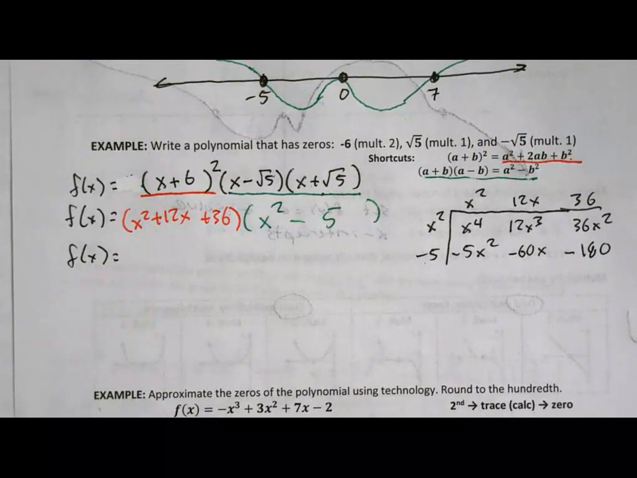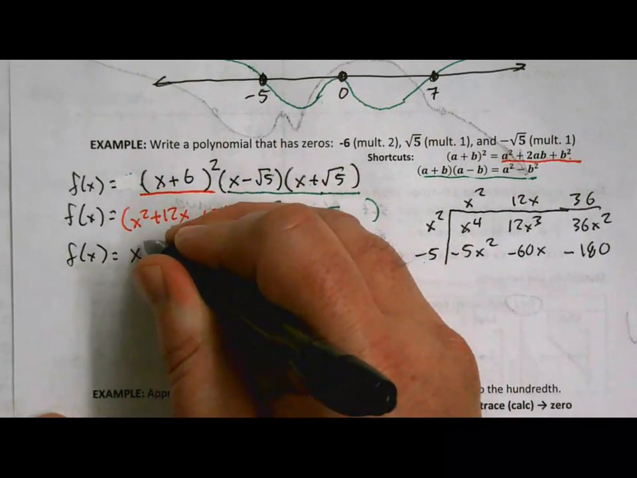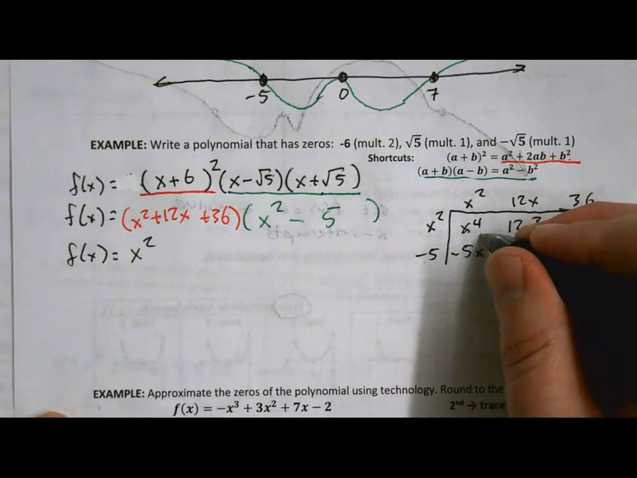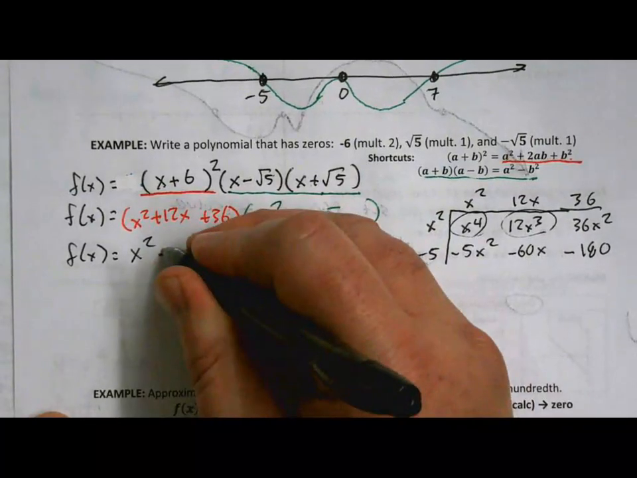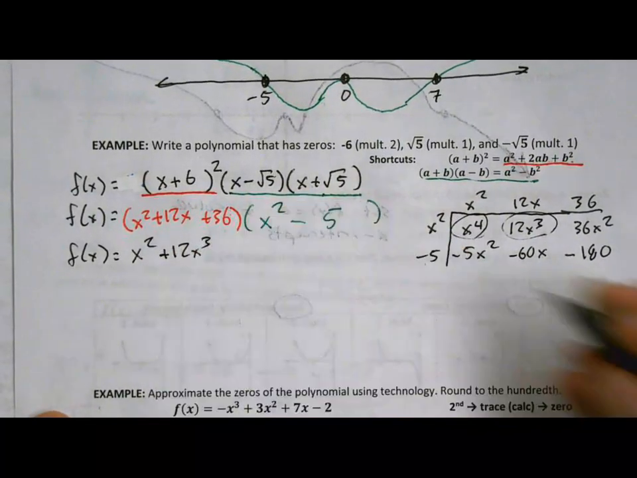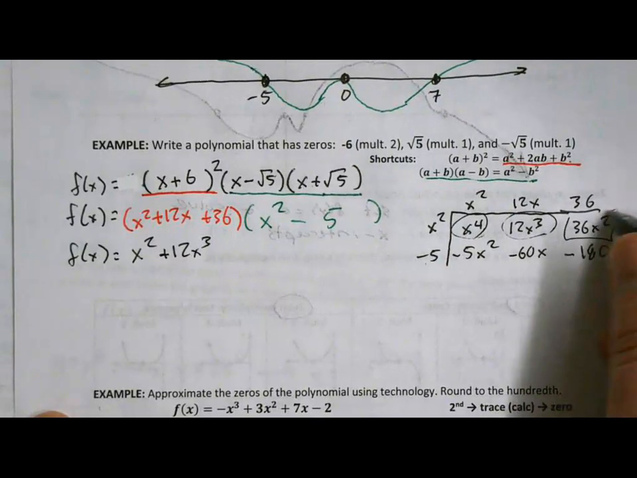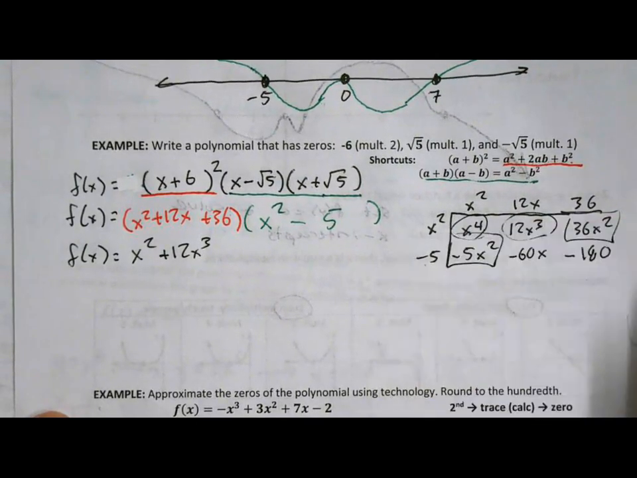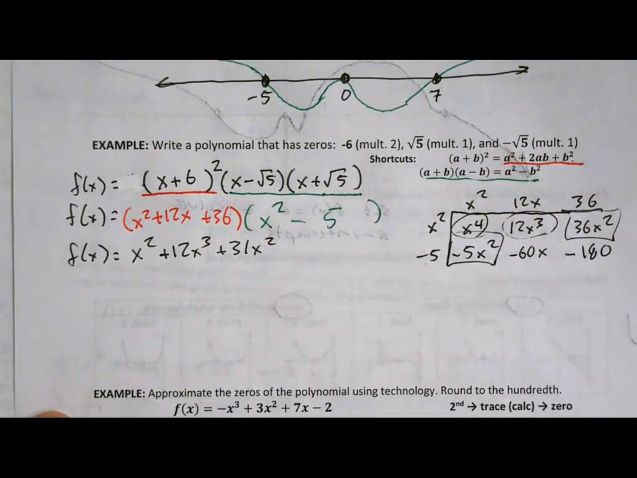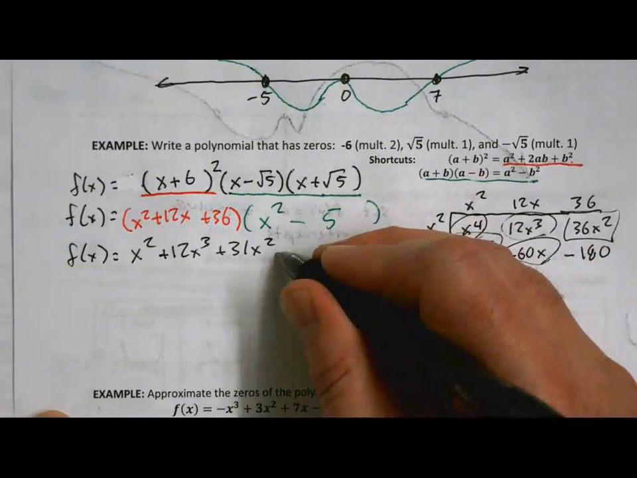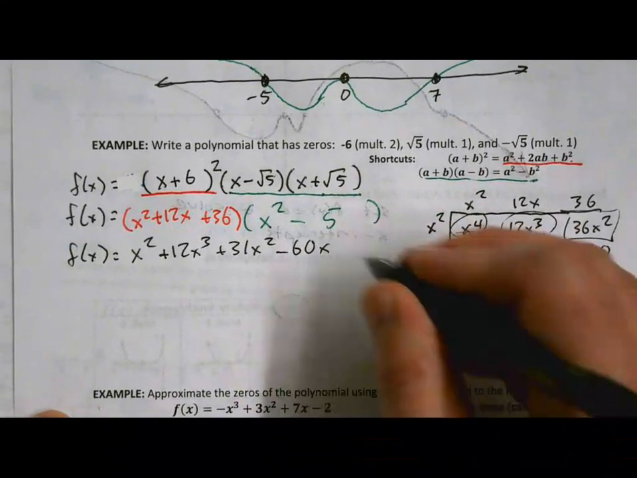And then I can just take that table and do some combining like terms and we'll be all good. X to the 4th, check. X to the 3rd, there's just that one. X squared, I've got 36 minus 5 would be 31x squared. Minus 60x, minus 180.